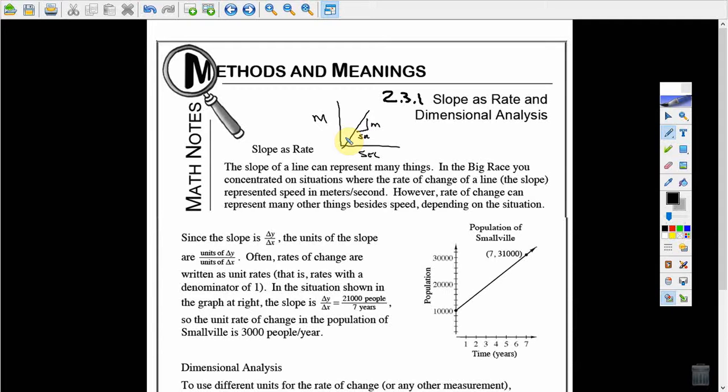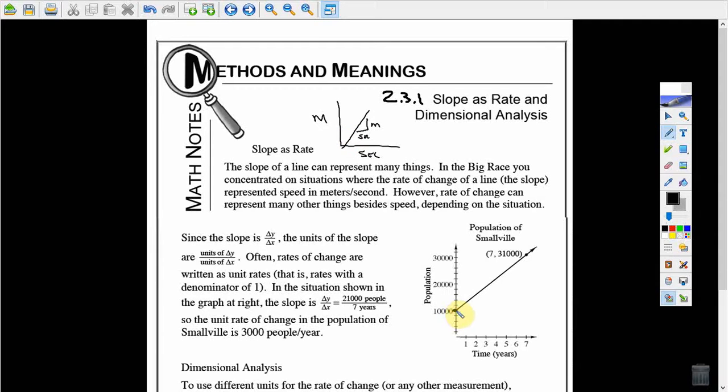Since the slope is delta y over delta x, the units of slope are always whatever the units of y are over the units of x. Often rates of change are written as unit rates, that is the rates with the denominator of 1. In the situation shown in the graph on the right, the slope is 21,000 people over 7 years.